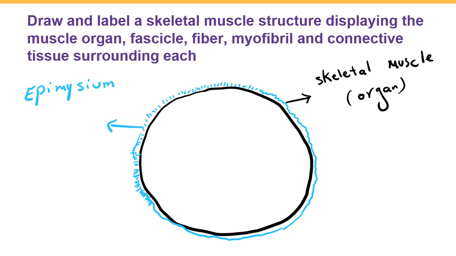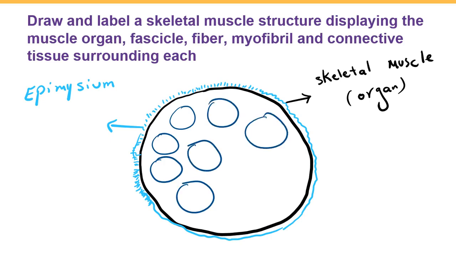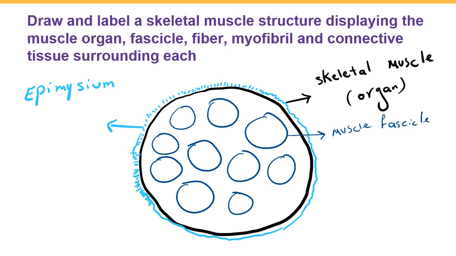Okay, then inside this, let me use another color. Inside this big circle, let's draw a few smaller circles or bundles. Then these bundles are fascicles, groups of muscle fibers. And also do not forget to label this as muscle fascicle, which is the bundle of muscle fiber.